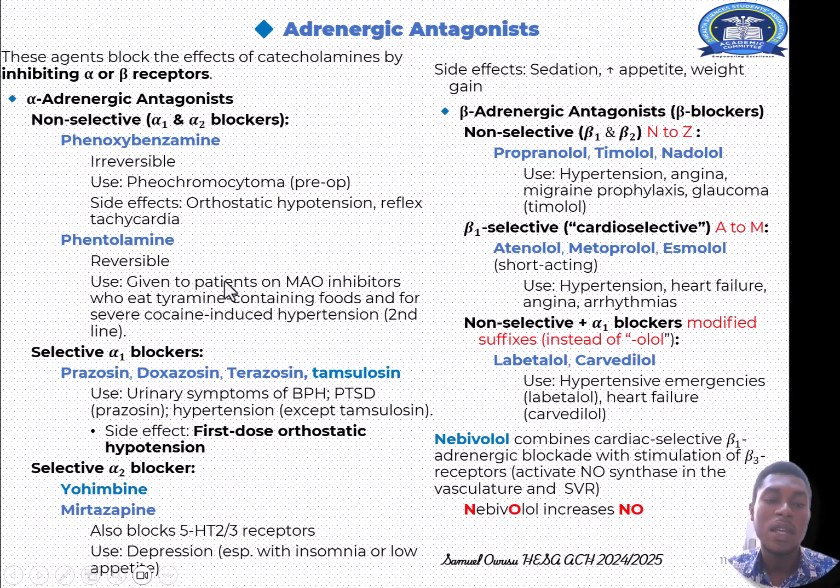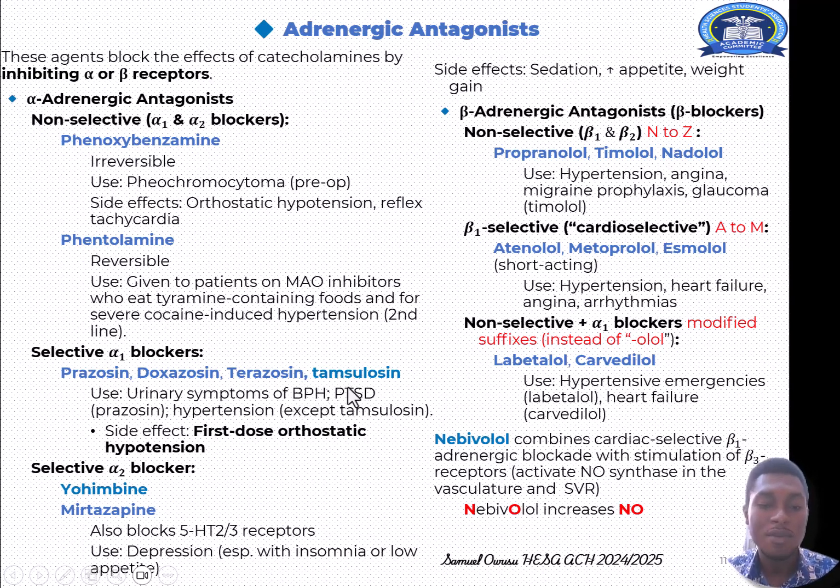So if a patient is on MAO inhibitor and then he eats a lot of what? Cheese or tyramine containing foods, and you want to also give these agents to reverse the effect. Okay. Then selective alpha 1 blockers are the ones that end in sin. Okay, so we have prazosin, doxazosin, terazosin, tamsulosin. Okay, these ones are used in the management of urinary symptoms, especially in benign prostatic hyperplasia. You would want to use tamsulosin.